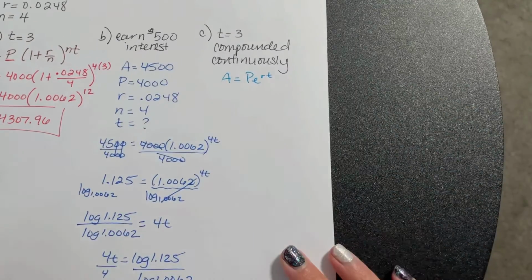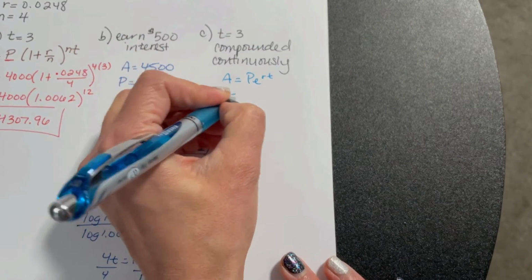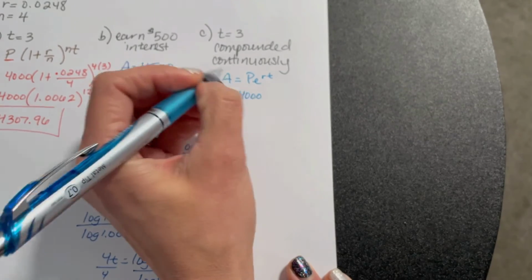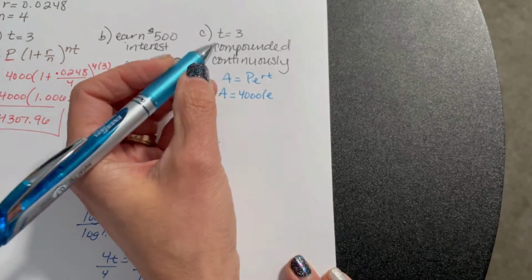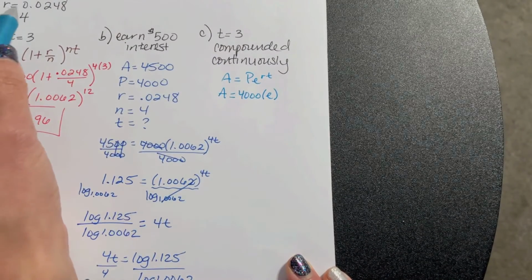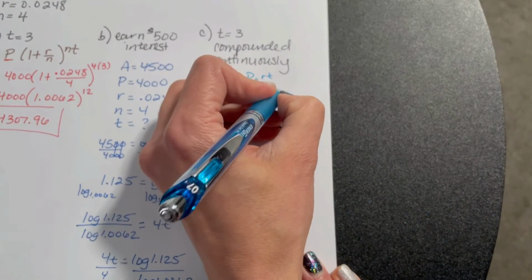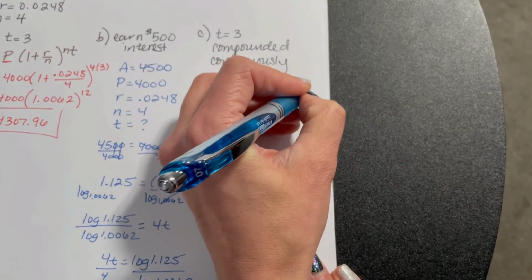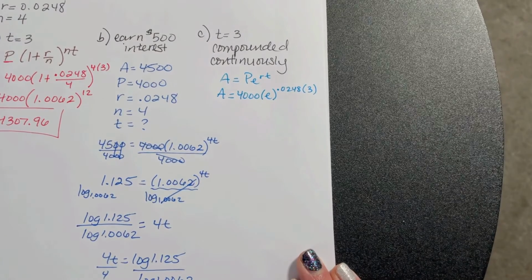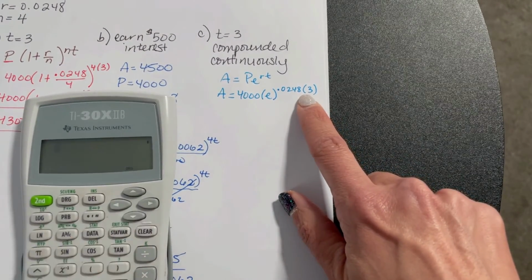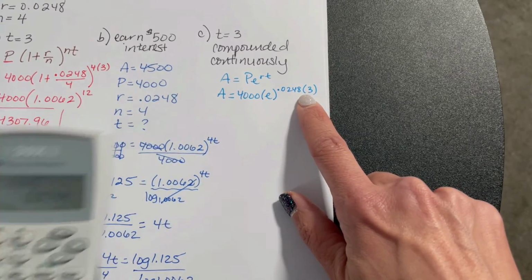All right, so let's see. We don't know the amount. That's what we're trying to find. The principal, the amount we're putting in, is 4,000. E to the RT power, the R was 0.0248, and the T is 3 years. For this one, I'm going to need to clean that up a little bit before I put everything in my calculator. So 0.0248 times 3 is 0.0744.